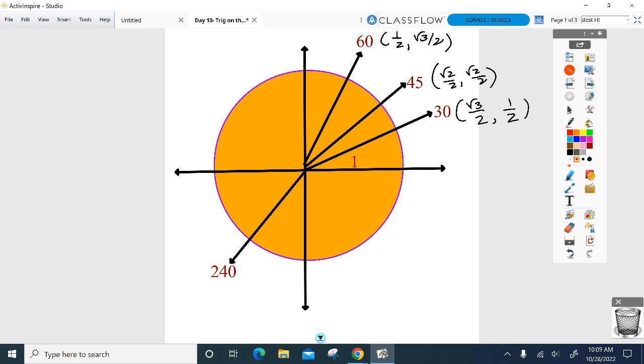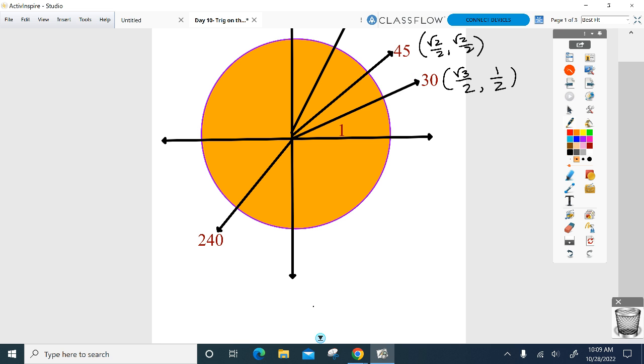All righty? So let me go to the third quadrant now. How do I tackle 240 then? Because I don't want to memorize it. First thing you find?